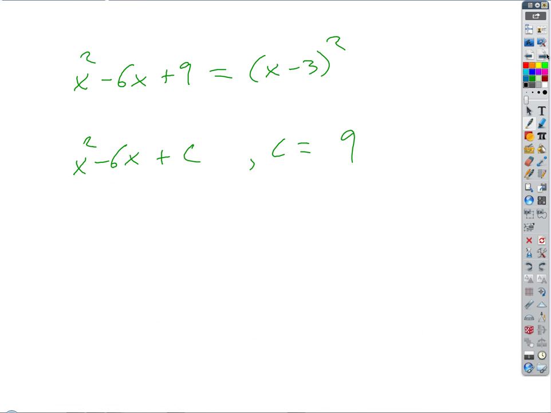But how do we get the quadratic formula? Let's talk about that for a second. How do we get the quadratic formula? The quadratic formula applies to any situation where we've got a quadratic equation in standard form, right?